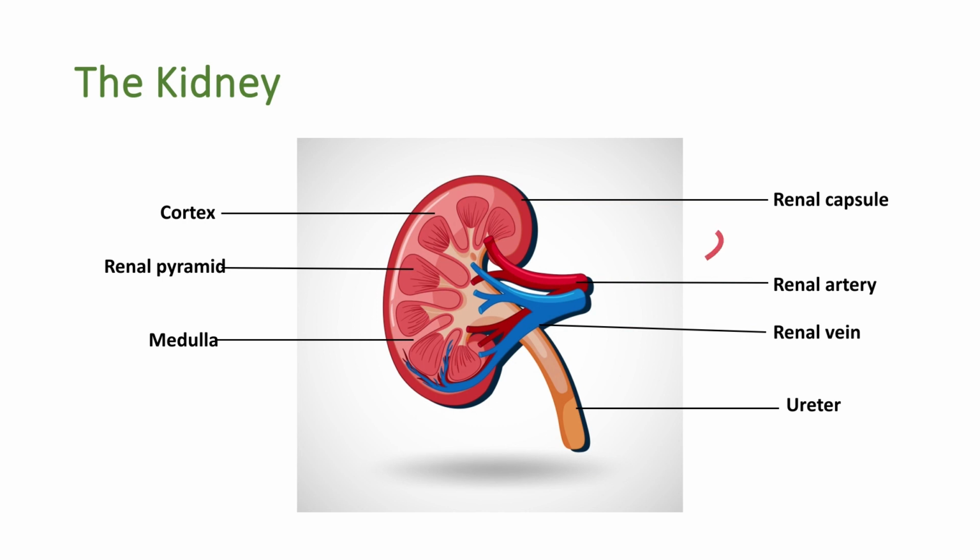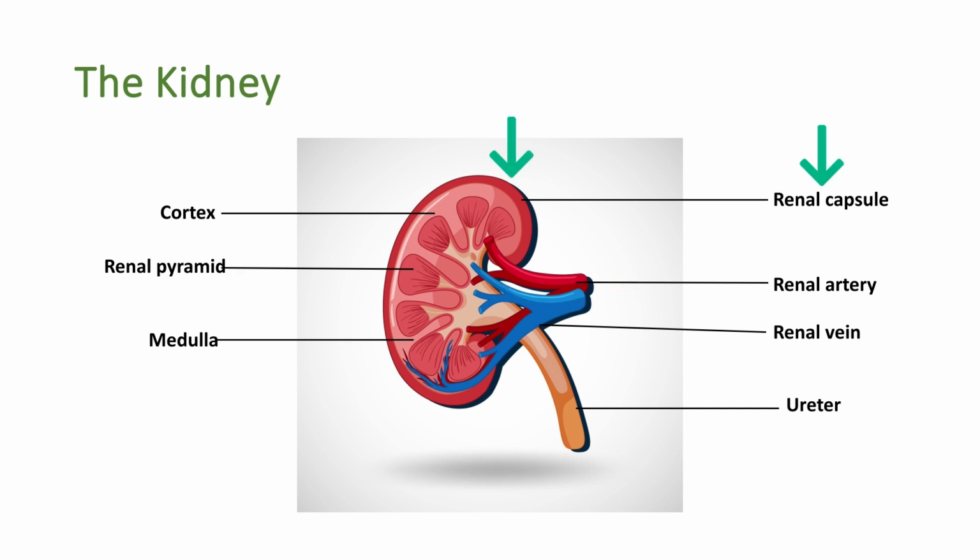The kidney has blood going into it via the renal artery. In the diagram it is red because it is oxygenated blood. The blood leaves the kidney via the renal vein. It is blue because it has deoxygenated blood.